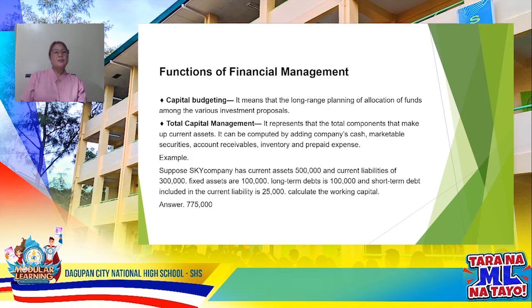To illustrate this, let's have this example. Suppose this KY company has current assets of 500,000 pesos and current liabilities of 300,000 pesos. Fixed assets are 100,000 pesos and long-term debt is 100,000 pesos, while the short-term debt included in the current liabilities is 25,000 pesos. So we're now going to calculate the working capital. The answer there is 775,000 pesos.